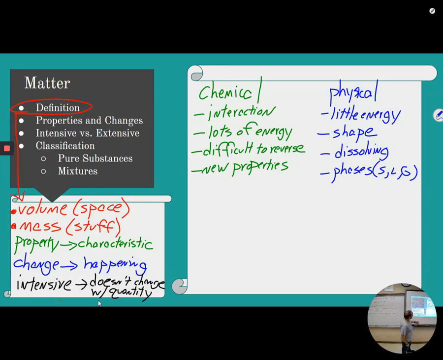They are typically a lot easier to reverse. You don't get new substances. If ice melts and then boils, I have not made two new things. I've still just got water. Just part of it's water liquid, part of it's water gas.